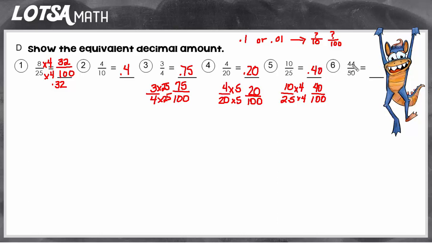And we'll do one more. This time we have 44/50. So if I have 44/50, I'm going to make an equivalent fraction that has a denominator of 100. So to get from 50 to 100, I have to multiply by 2. And what I do on the bottom, got to do on the top. So the decimal equivalence is 88 hundredths.